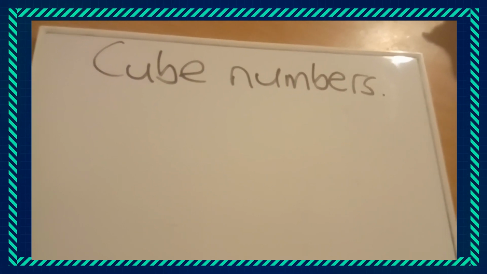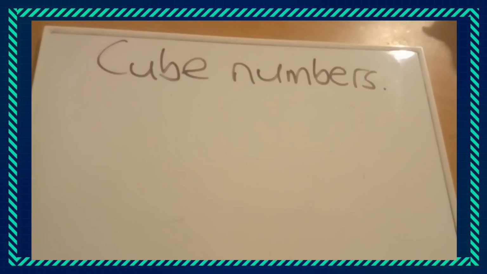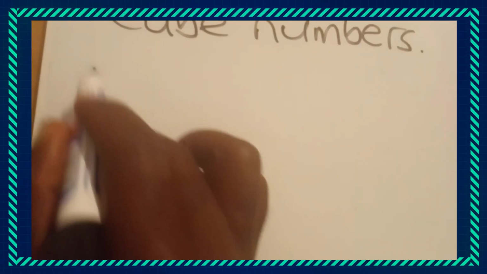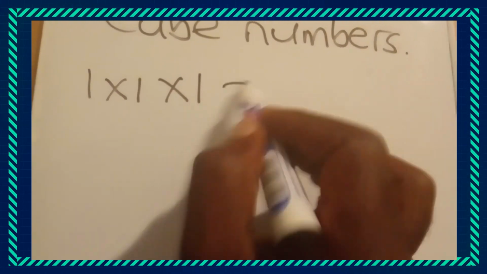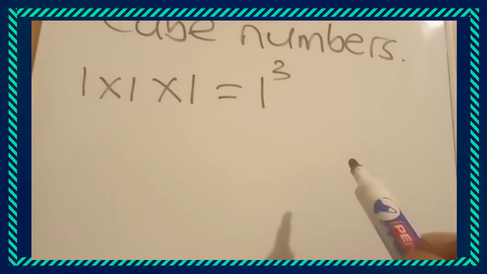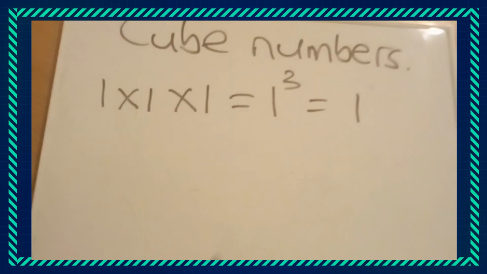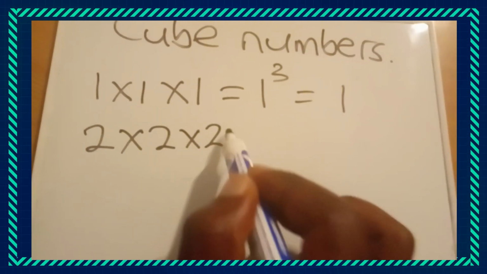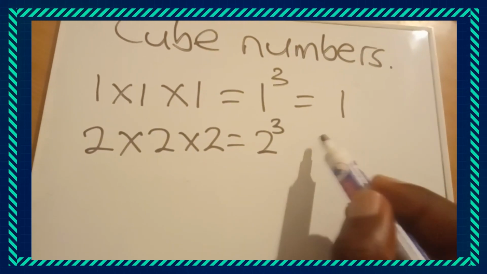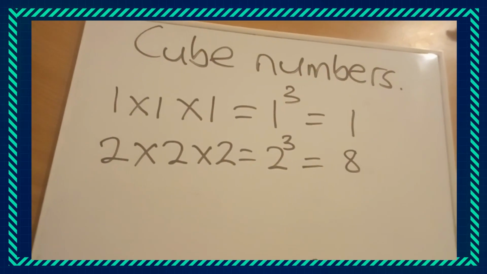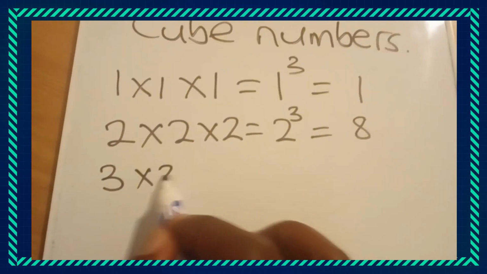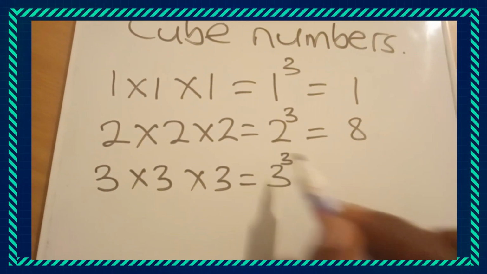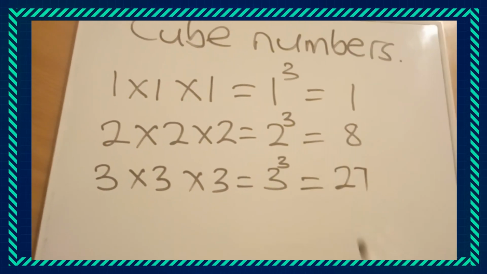Cube numbers are a result of cubing numbers or cubing integers. Or we can say they are a result of multiplying a number by itself 3 times. For example, 1 times 1 times 1 is equal to 1 cubed. This will give us 1. If you say 2 times 2 times 2, you get 2 cubed, which will give you 8. 3 times 3 times 3 will give you 3 cubed, which is equivalent to 27.